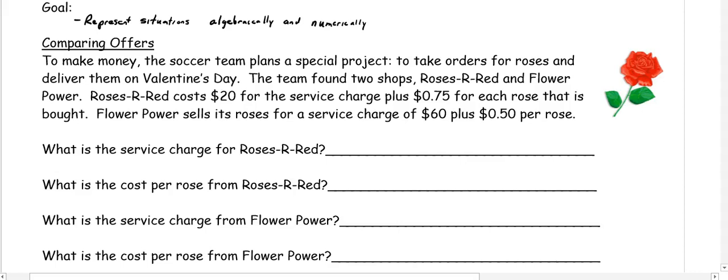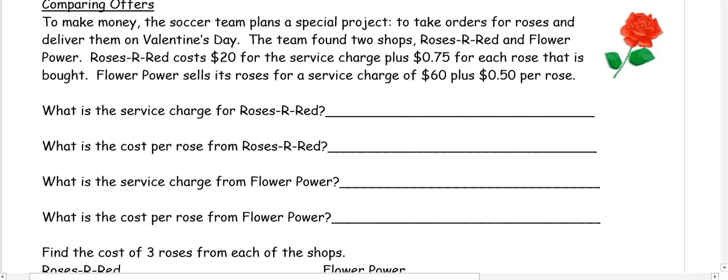This video is about representing situations algebraically and numerically. So we're going to look at two situations of comparing offers. To make money, the soccer team plans a special project to take orders for roses and deliver them on Valentine's Day. The team found two shops, Roses Are Red and Flower Power.